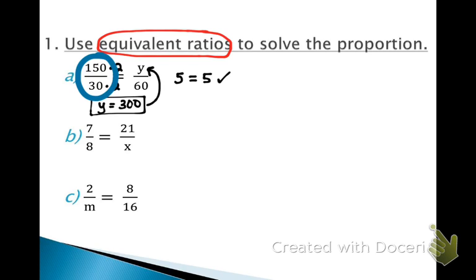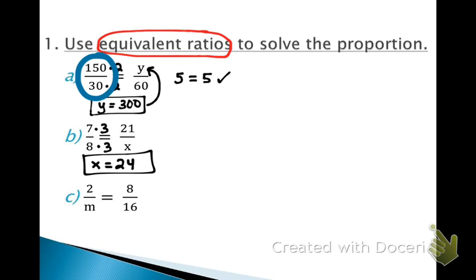Which fraction do I have both the numerator and the denominator? 7/8 or 21 over x? 7/8. So I have to figure out how to get from a 7 to a 21. If it starts out as a 7 and it's going to a 21, will I have to multiply or divide? You're going to have to multiply. Times what number? 3. Times 3. If I times 3 to the top, I have to times 3 to the bottom. Go ahead and plug that in, and then you write down what x equals. What does it equal? 24. X equals 24.